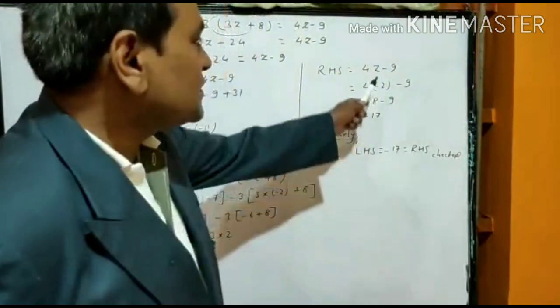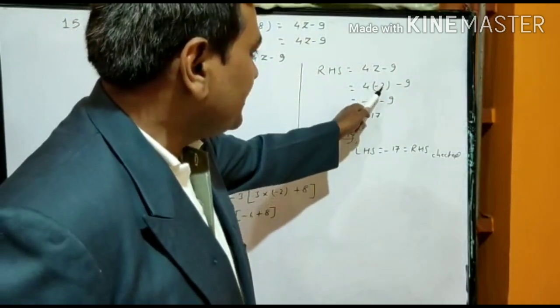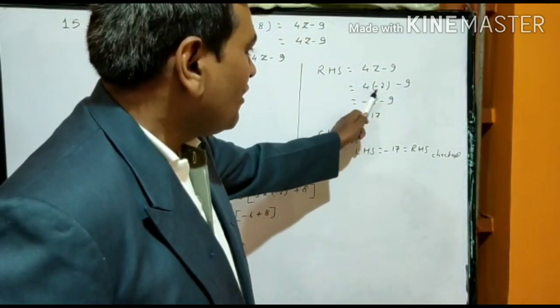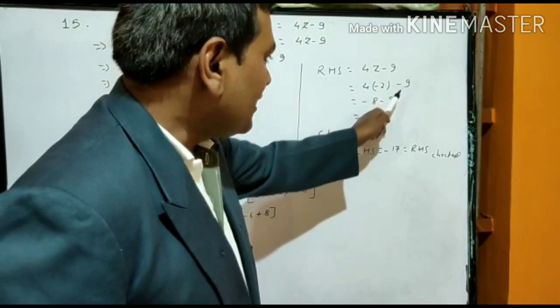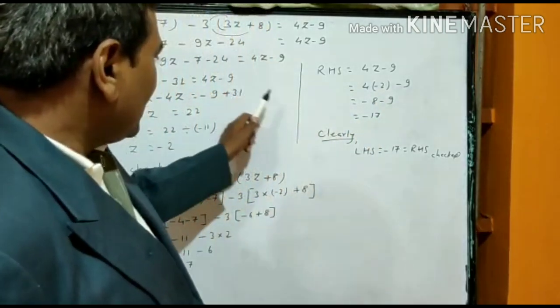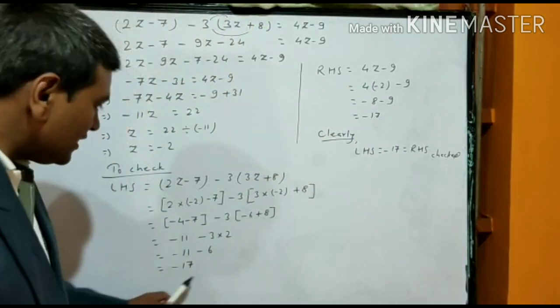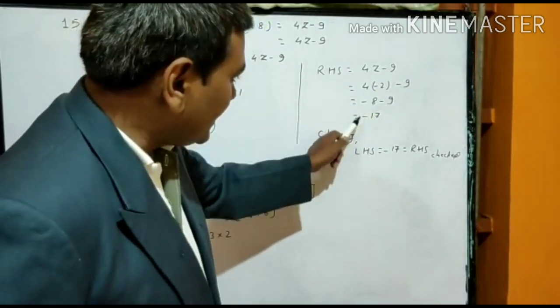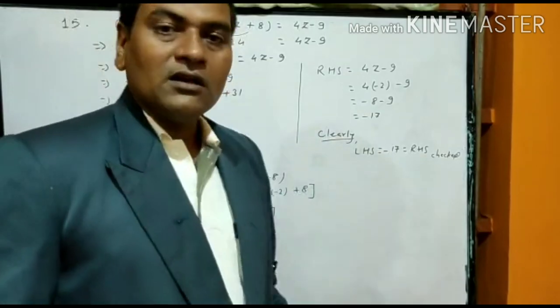Right hand side, it is 4z minus 9. z is minus 2. 4 2s are 8. Minus 8 and minus 9. Both will be added. Minus 17. Left hand side is minus 17 as right hand side is minus 17. Both are equal.